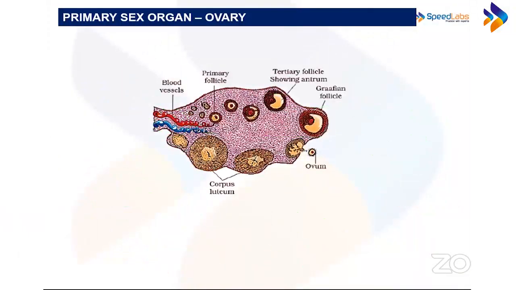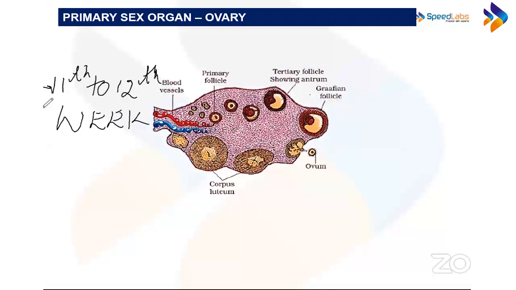मेरा क्वेश्चन है ओवरी कब बनता है? 11th to 12th week of pregnancy. So let us just write these important points. They may be asked as MCQs and they are extremely important. So write these points. Ovaries are formed during 11th to 12th week of pregnancy.